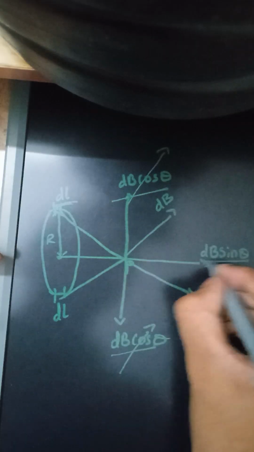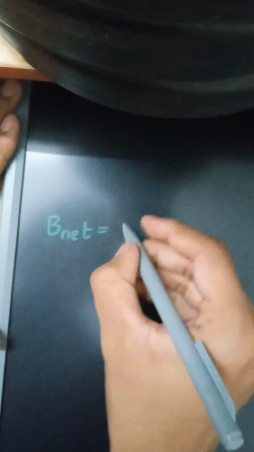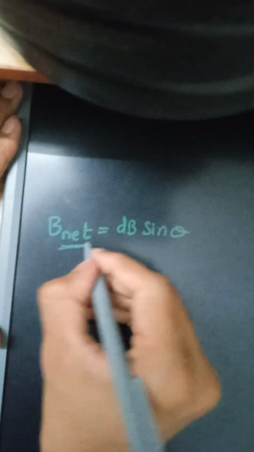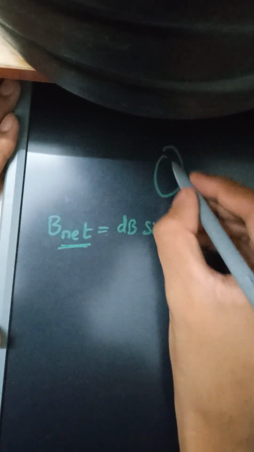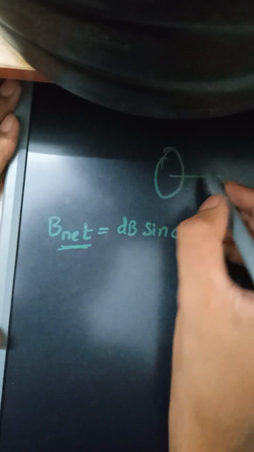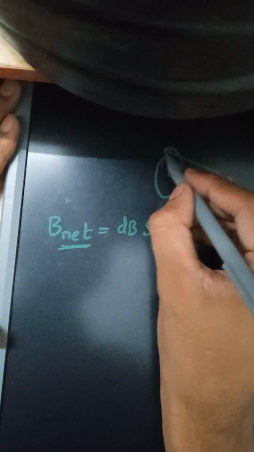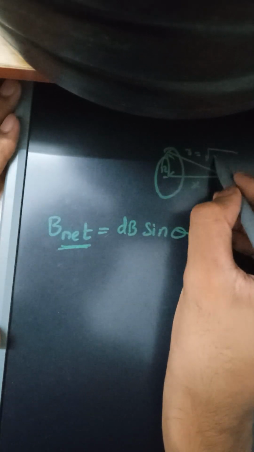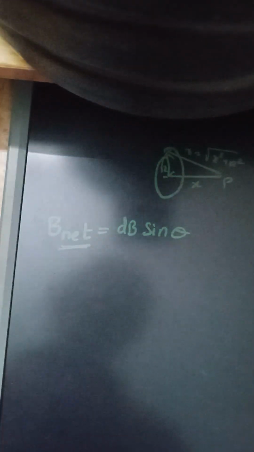So we will be only considering this dB sin theta. So what is B net? That is dB sin theta. The net magnetic field, I will be drawing a small diagram here so that you can always take a reference. Here point P, here distance is x, here r, and this hypotenuse distance is root over x square plus r square. So it will be very helpful to you.